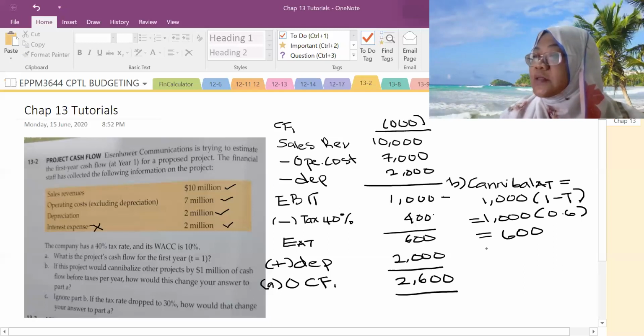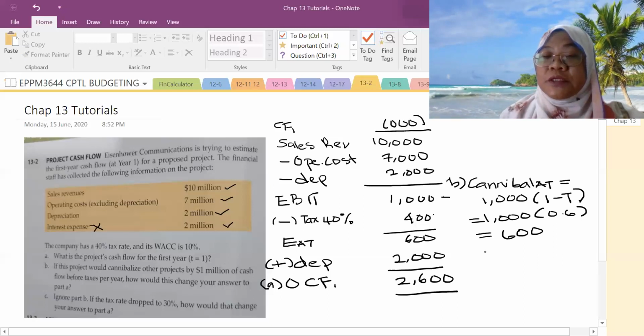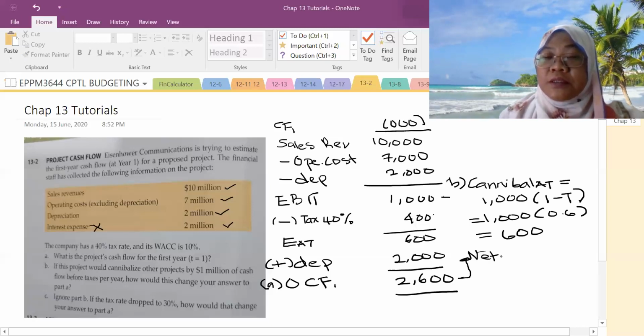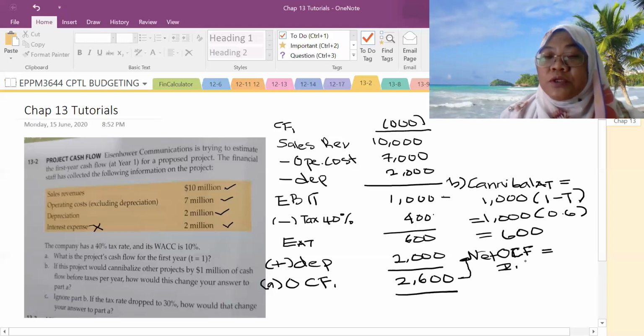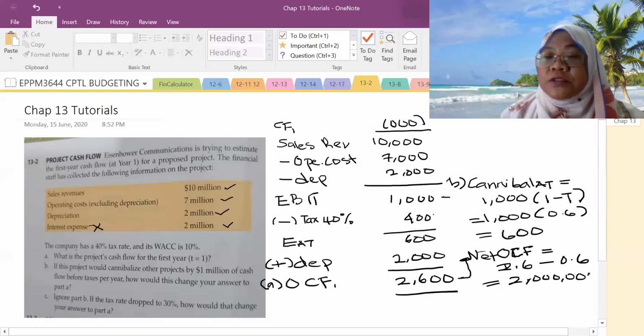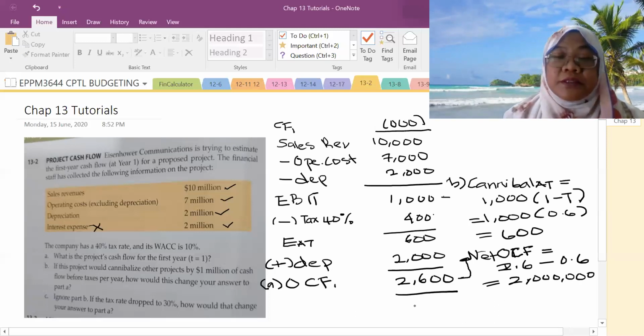So kalau dia cannibal, maksudnya dia akan reduce you punya cash flow tadi tu, which you already get from A kan. So the net, net ni maksudnya after cannibalization effect tadi tu, your net OCF would be 2.6 million minus 0.6 million, which give you 2 million net, right? 2 million. Okay, so itu effect daripada the cannibal tadi tu.